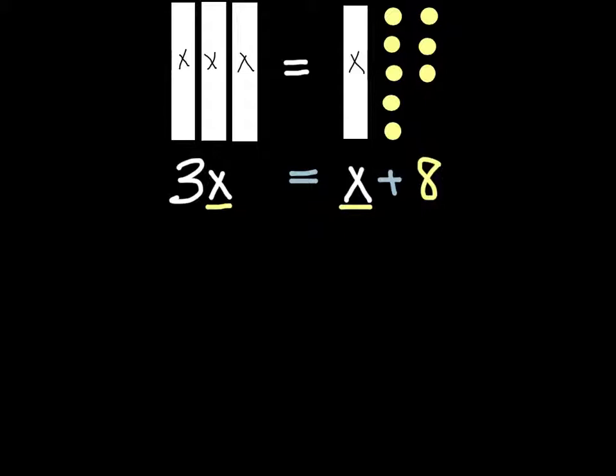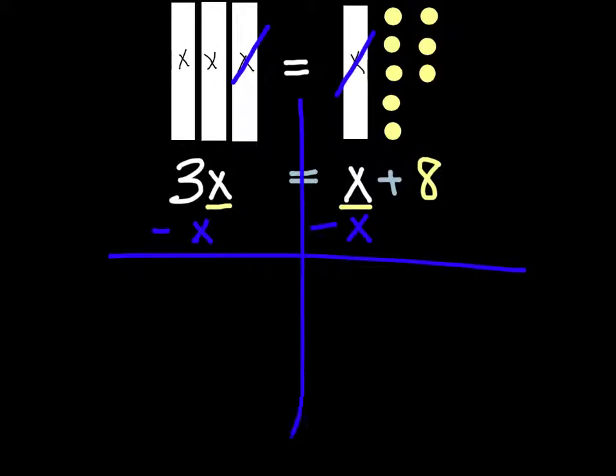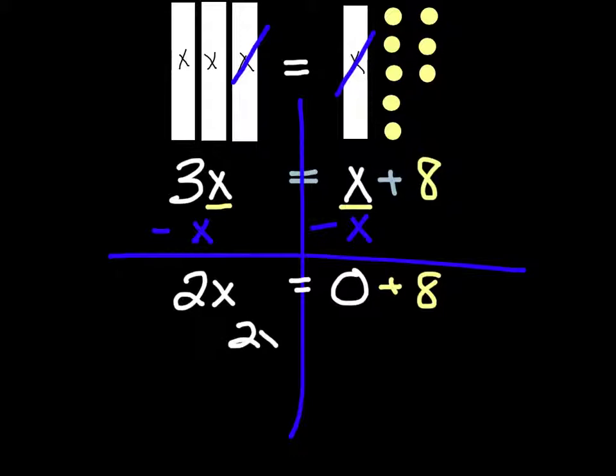So in all reality, what we could do is we can take one of these x's away on both sides. So technically what we're doing is we are subtracting x from both sides. And if we were to do that math and show our work, 3x minus x is going to get us 2x, and that is going to be equal to x minus x is 0 plus 8. So essentially what we have remaining is 2x is equal to 8.